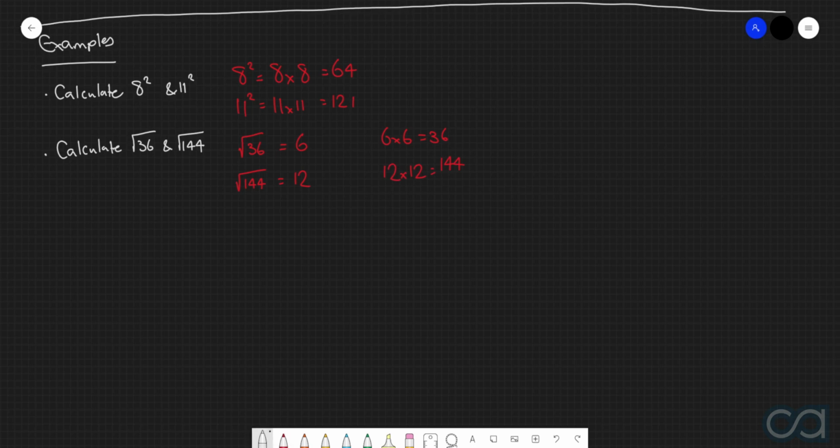Now, this last question here is a bit of a different one, but it's a good one to get your mind thinking a little bit more. The question here is, what happens to a number's square when you double the original number?